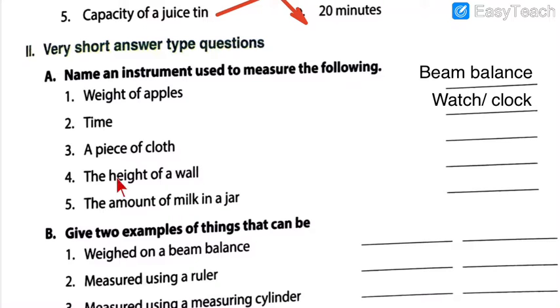The next question is number 3. A piece of cloth. How can you measure a piece of cloth? Is it hard? No, it's easy. Try to find it out. Your time starts now. 5, 4, 3, 2, 1 and 0. So a piece of cloth is measured using measuring tape.